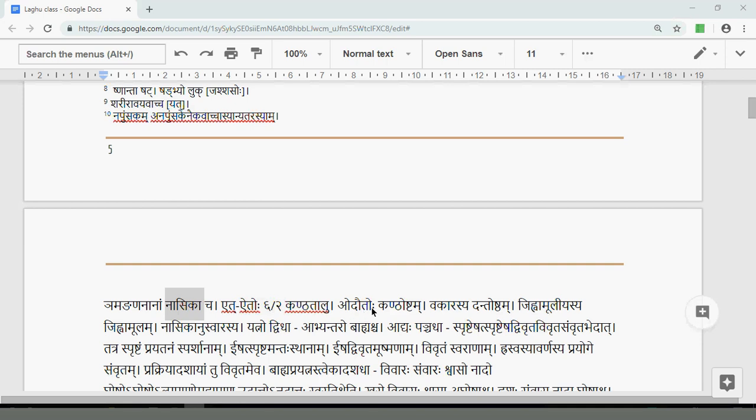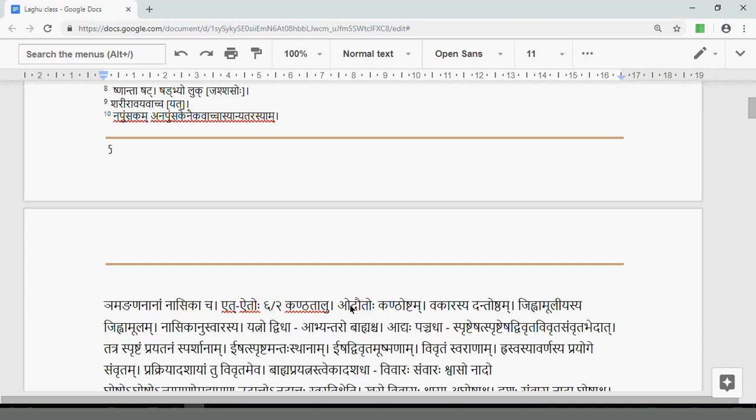Similarly here, eteto. When I say eteto, it is A and Aikara. A Aitoho Kanthatalu. In the H, there is a split made: A I and O au. So A I have what? Kanthatalu. The tongue would be hanging somewhere near the palate, at the palate, and Kantha is used for the vowel pronunciation. Along with this talu, you will get A and I.